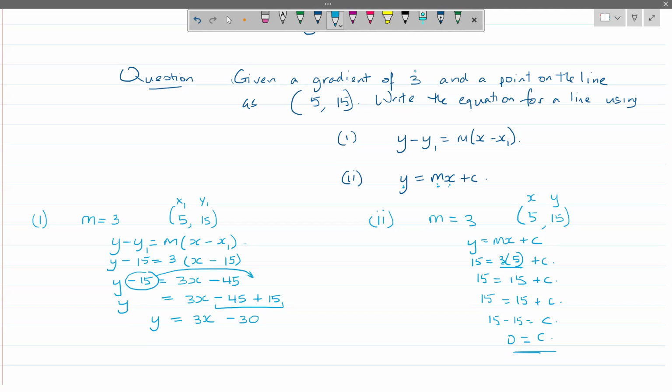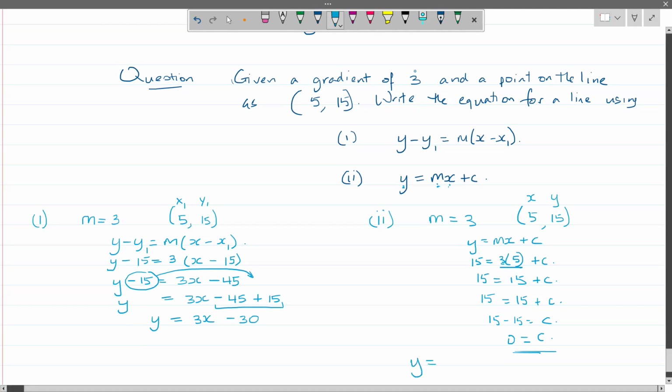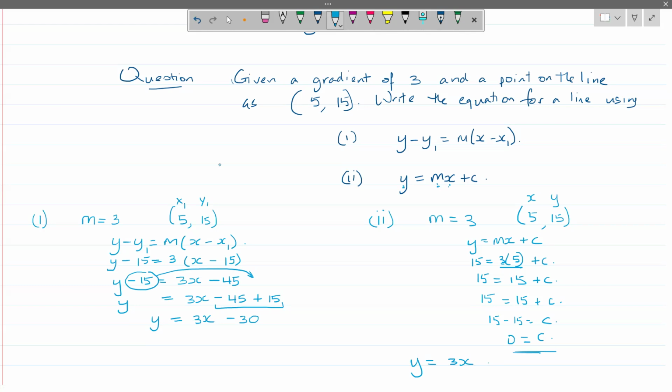Well, it's not really an issue. We just write the equation as y is equal to 3x. If your constant is given as 0, it's not an issue. The line could be 3x. So, one second.